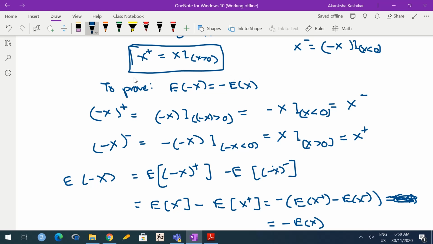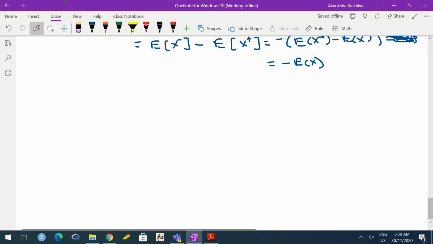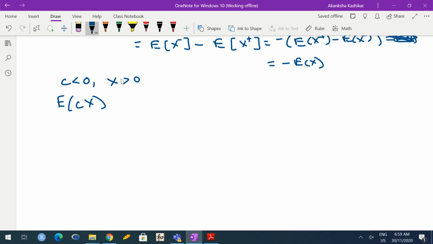Okay. So this is an important result. We are going to use it while proving that expectation of cx is equal to c into expected x. Now for the expectation of cx, let us consider the case where c is negative and x is non-negative. So this can be written as, let k be equal to minus c, and k will be positive. So this can be written as expectation of minus kx. Okay so far? Because k is minus c, so c is minus k.